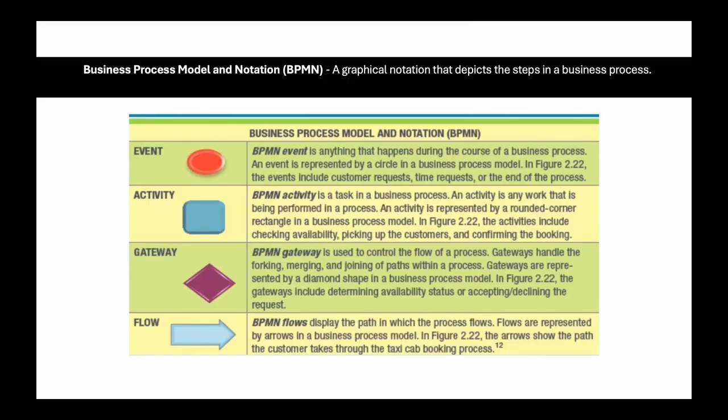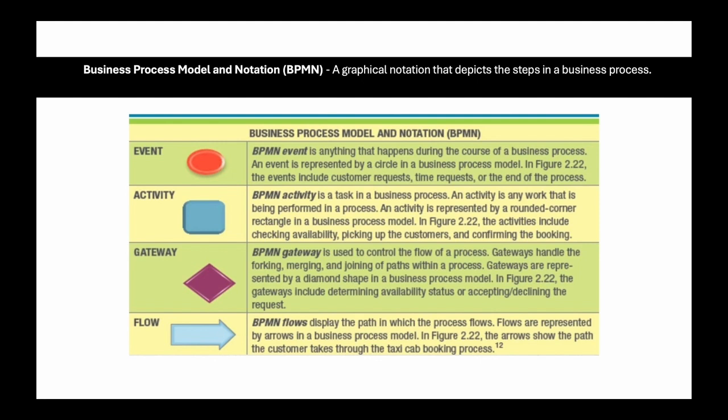Hello, we're going to talk about business process model and notation, short for BPMN, a graphical notation that depicts the steps in a business process. You have event, activity, gateway, and flow. The event is circular. It's anything that happens during the course of a business process. Then you have activity. An activity is any work that is being performed in a process.